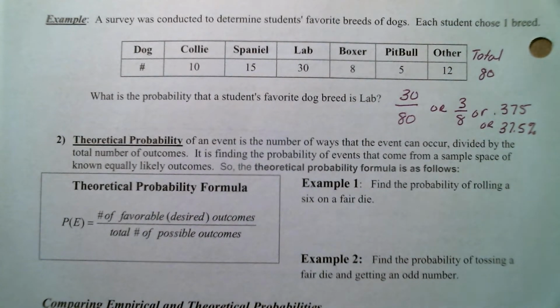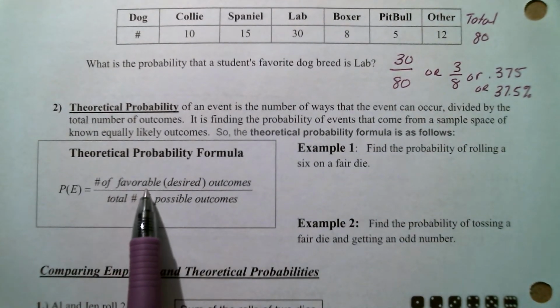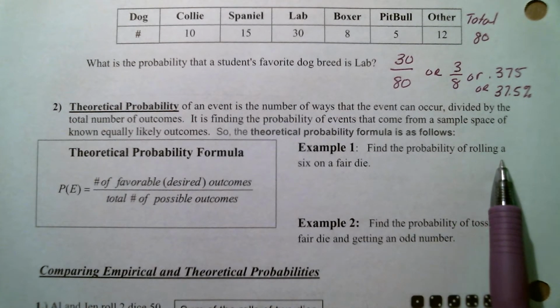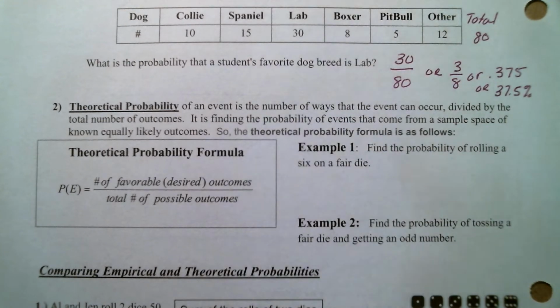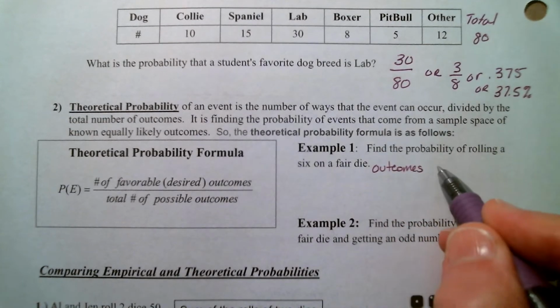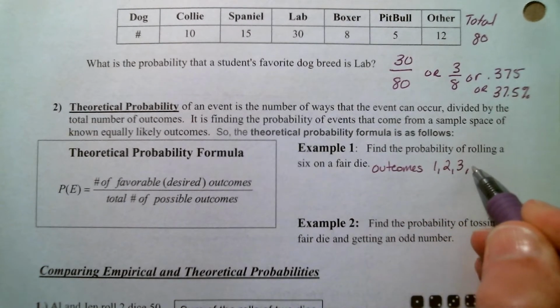Theoretical probability of an event is the number of ways that the event can occur divided by the total number of outcomes. It's finding the probability of events that come from a sample space of known equally likely outcomes. So the theoretical probability formula is always the number of favorable or desired outcomes divided by the total number of possible outcomes. For example, find the probability of rolling a 6 on a die. Well, there are 6 possible outcomes, and each one is equally likely to happen.